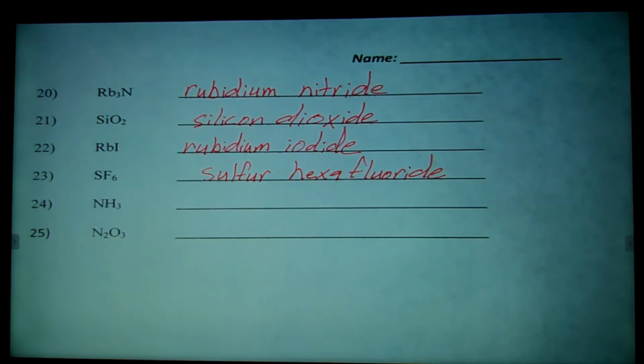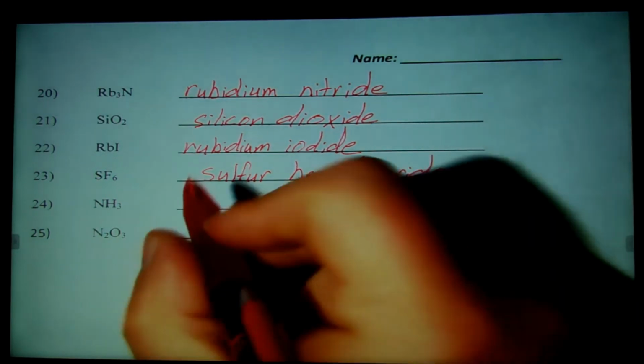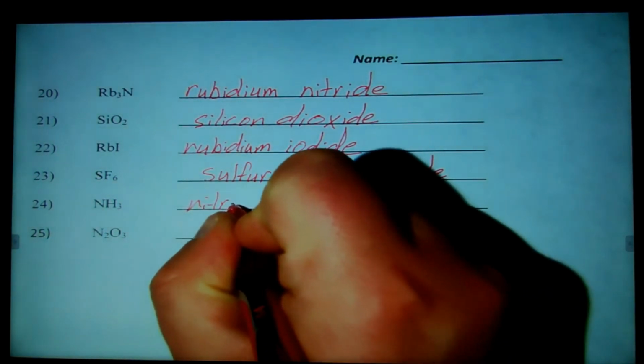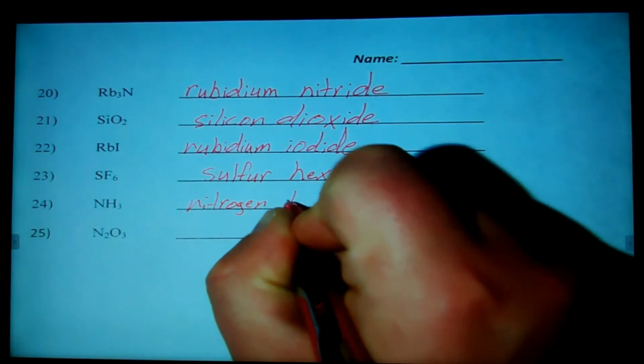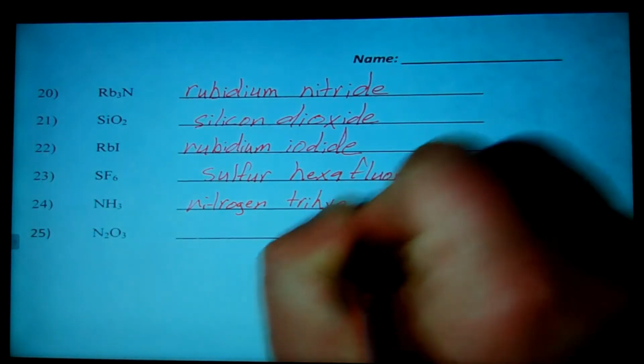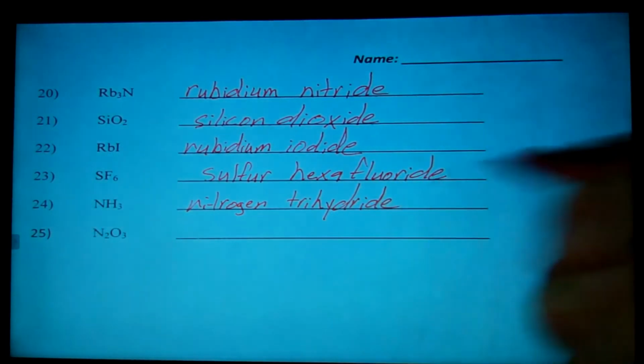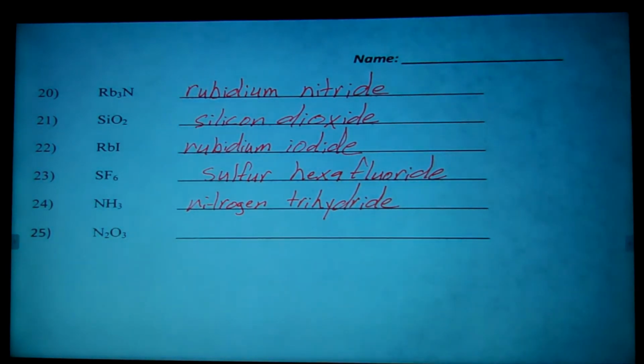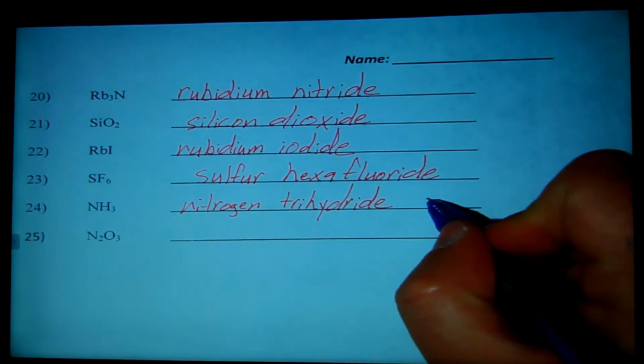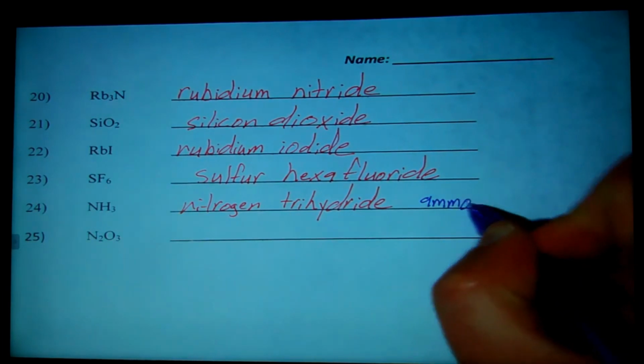All right, number 24. 24 has a common name, but I don't want the common name. I really don't care if you've got the common name down or not. What I care is if you've got a set of rules. Nitrogen and hydrogen, 2 nonmetals. Name it based off prefixes. So nitrogen trihydride. If you care about the common name, it's ammonia.